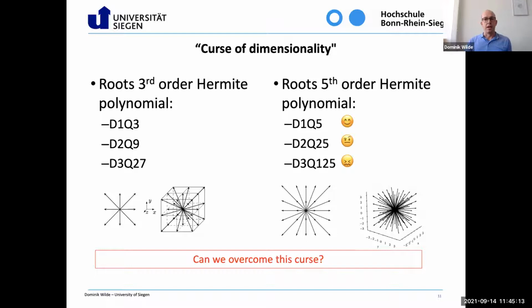But for fully compressible flows, we normally have to apply a fifth-order Hermite polynomial, which is a D1Q5 in one dimension, D2Q25 in two dimensions, and it goes up to 125 abscissae in three dimensions, which is not very efficient anymore. The question that I had at the beginning of my work was how we can overcome this curse of dimensionality, as it is called in the quadrature literature.